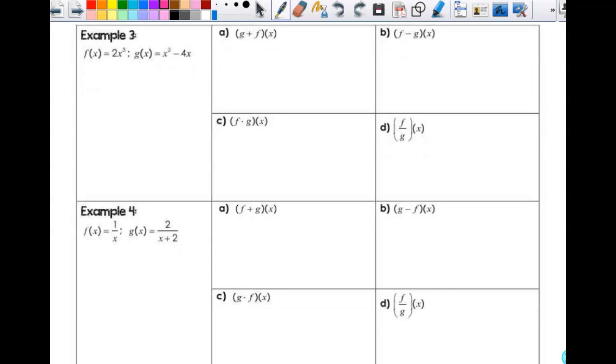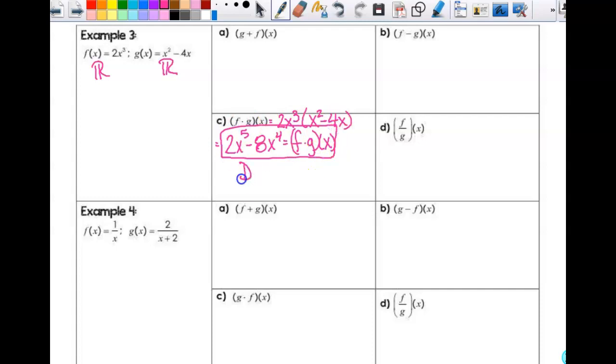So we're going to start with C. First of all, I need the domains of these. So this is a cubic function, right? And all I did was stretch it, so my domain is still all real numbers. This x squared minus 4x, that's a parabola, so it's still all real numbers, okay? So I'm going to do C, f of x, which is 2x cubed times x squared minus 4x. And then I distribute, right? So when I multiply these two, I get 2x to the 5th minus 8x to the 4th. And that is f times g of x.